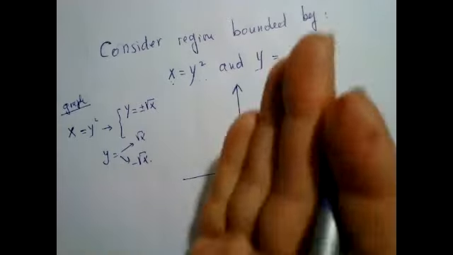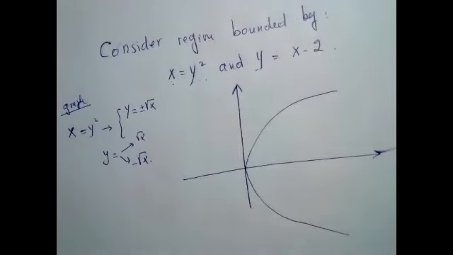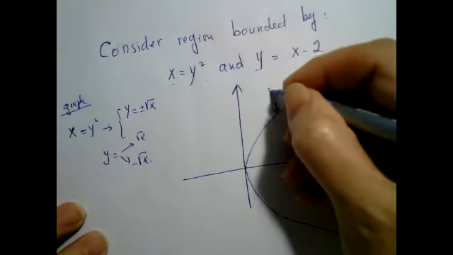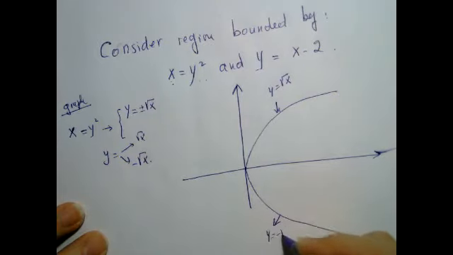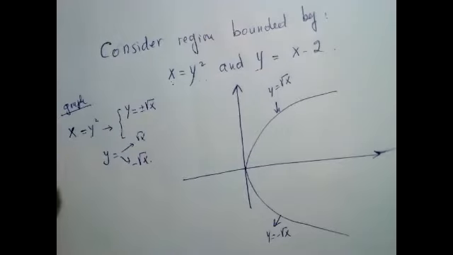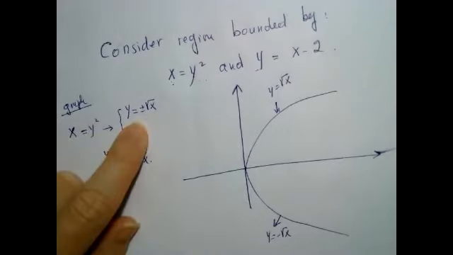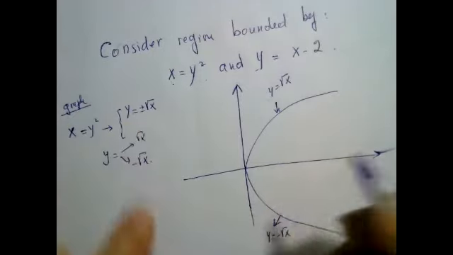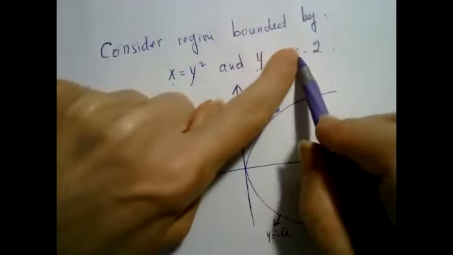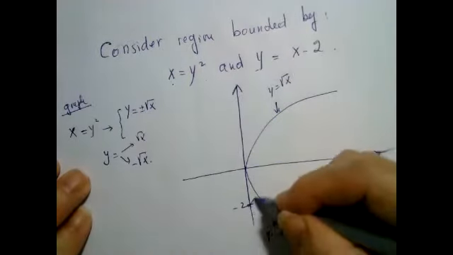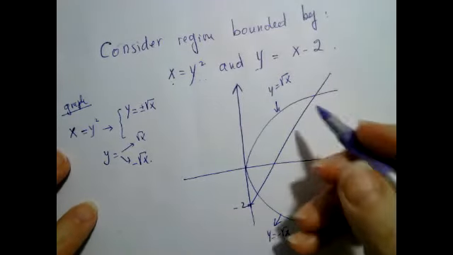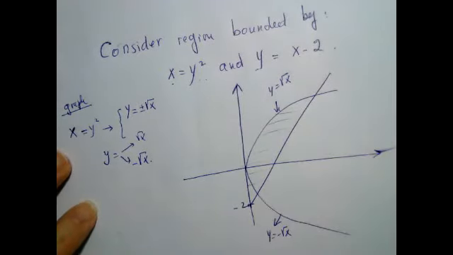So x equal y squared is basically the parabola, which is turned around. This one here is y equal root x. This one down here is y equal minus root x. So that's the graph of x equal y squared, x as a function of y. Now, y equal x minus 2 is just a straight line. At 0, it's minus 2, so we start from here. The slope is positive. So that's the line, and this is the region I am interested in.